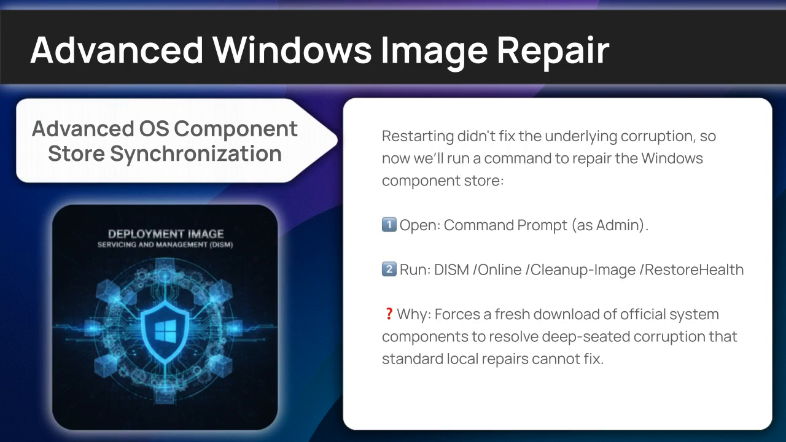First, open command prompt as admin. Second, you're going to type dism /online /cleanup-image /restorehealth, then hit enter. Why are we doing this? Well, this forces a fresh download of official system components to resolve deep-seated corruption that standard local repairs cannot fix.